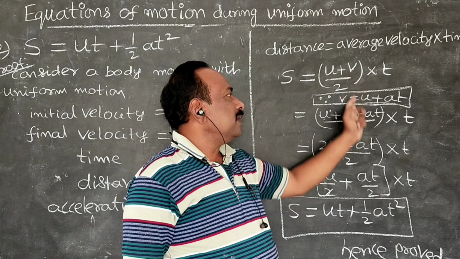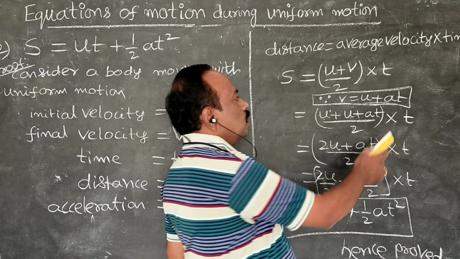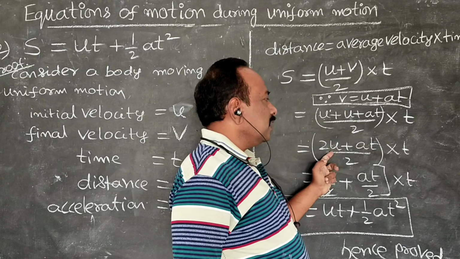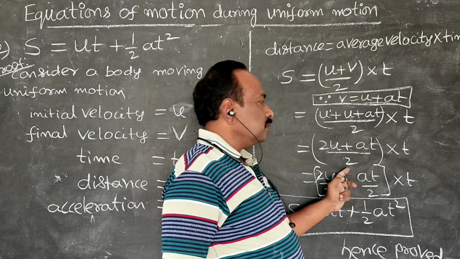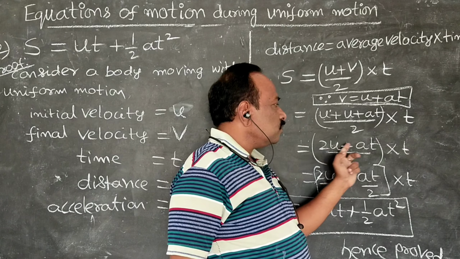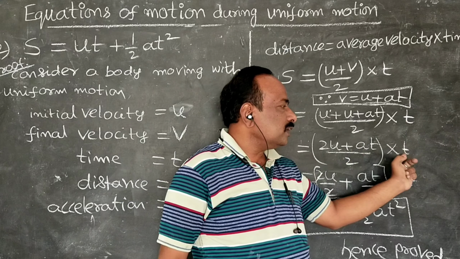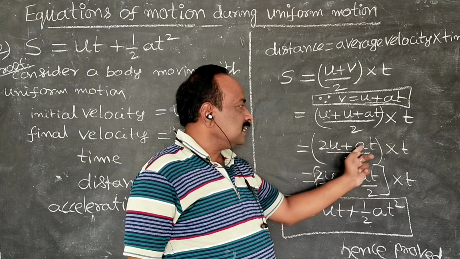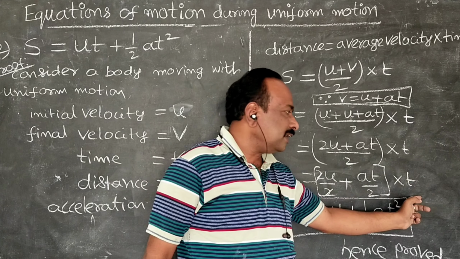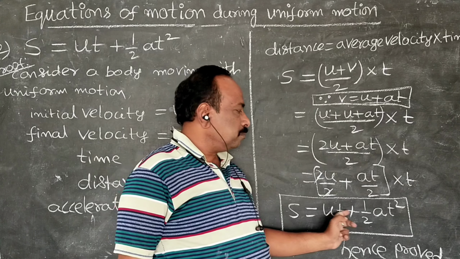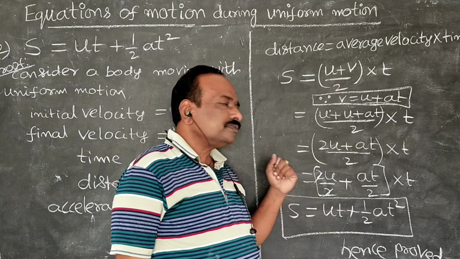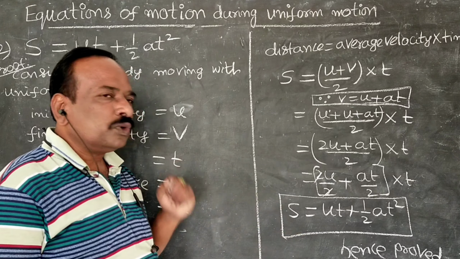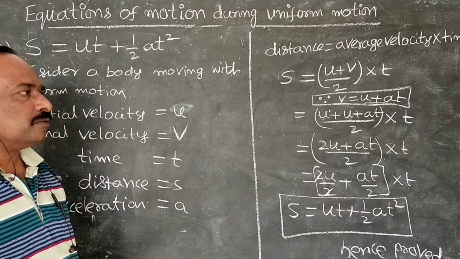In place of v, we put u plus at, by 2, into t. So u plus u, 2u. So that's why (2u plus at) by 2 into t. So 2u by 2 plus at by 2 into t. The 2 gets cancelled, so ut. And at into t, at square by 2. So s equal to ut plus half at square. Hence proved.